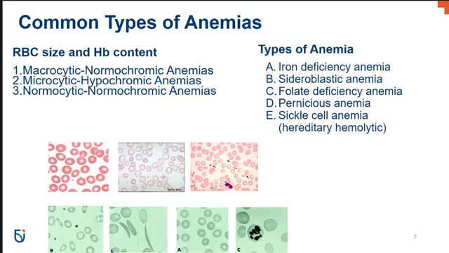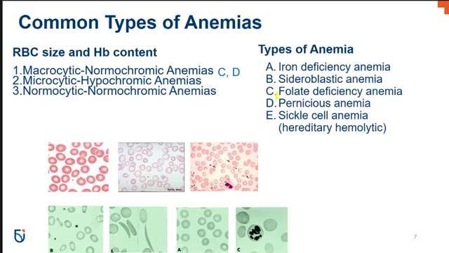Here are some different types of anemia where we're going to be classifying the anemias based on their red blood cell size and their hemoglobin content. So we have macrocytic normochromic anemia, which means that the red blood cells are larger than normal, but the hemoglobin content is normal. We have cells that are microcytic hypochromic, meaning that they're smaller than normal cells and have a less than normal amount of hemoglobin. And then there are anemias that are considered normocytic normochromic, where they have normal size and normal hemoglobin, but they're still part of an anemia, and I'll explain why shortly. So let's match these up.